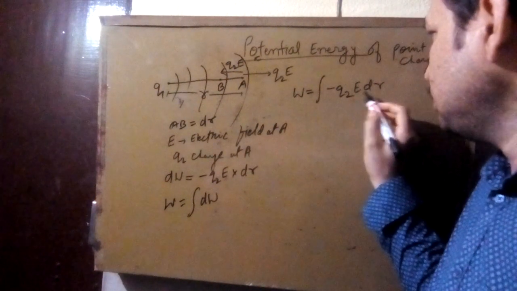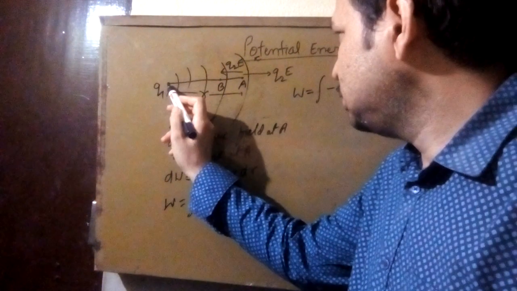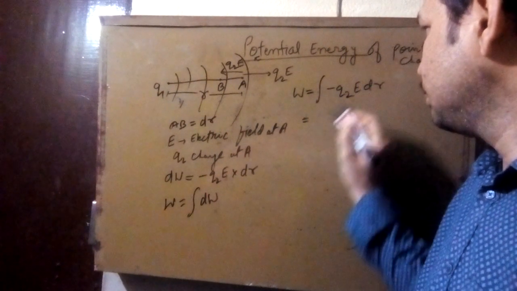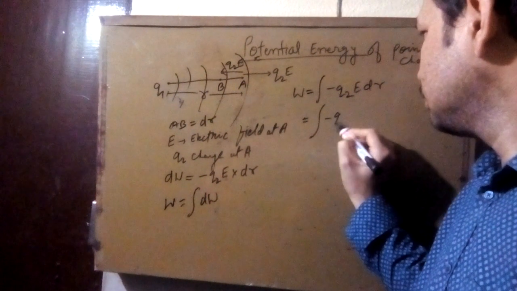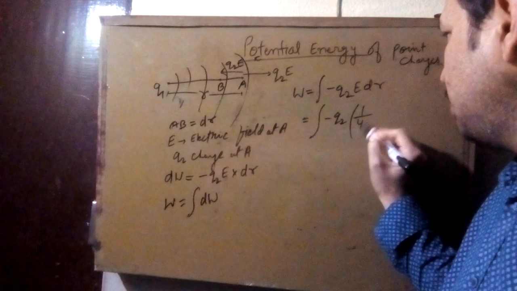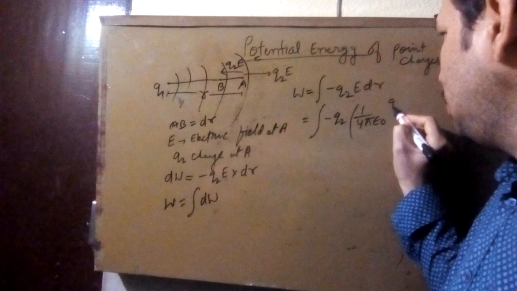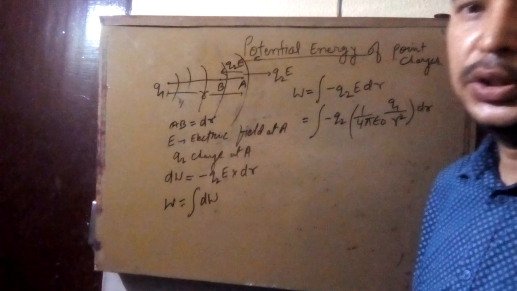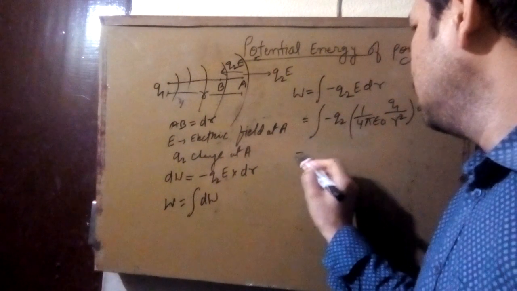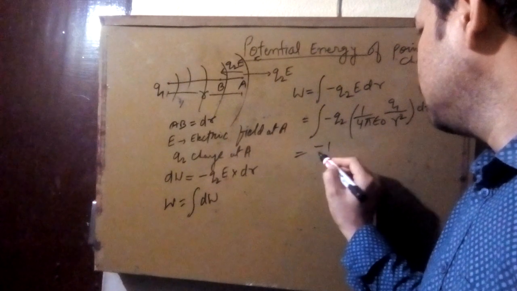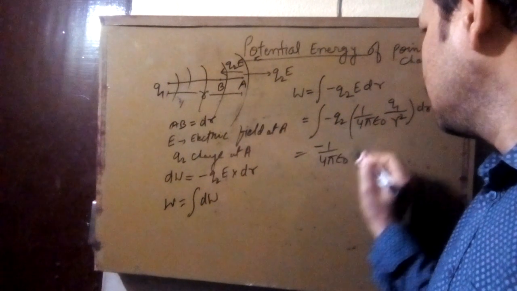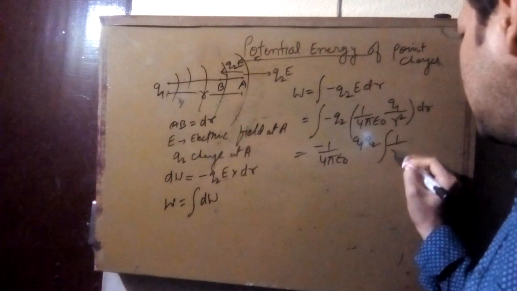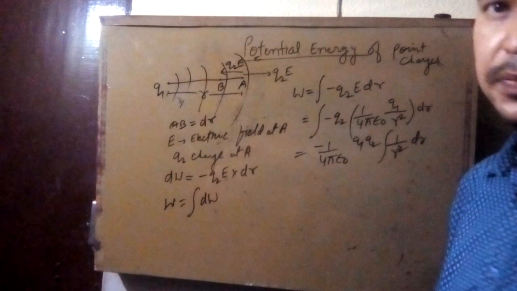Now all of you know, due to charge Q1, what is the electric field at point A? This is 1 by 4 pi epsilon naught Q1 by r square. So the constant things you can take out. So minus 1 by 4 pi epsilon naught Q1 Q2, 1 by r square dr.